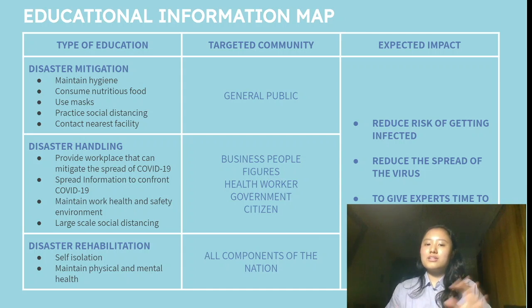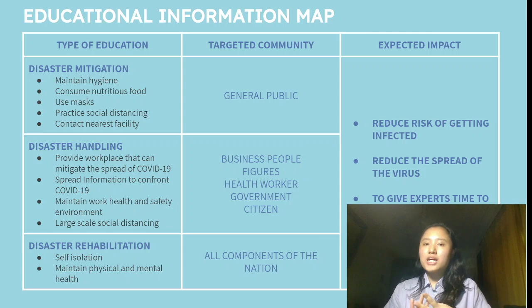For example, health workers and governments can use this to spread information to confront it, and business people can be more informed about practicing social distancing, like working from home, and government can spread information about how hospitals are being turned to solely for virus treatments.